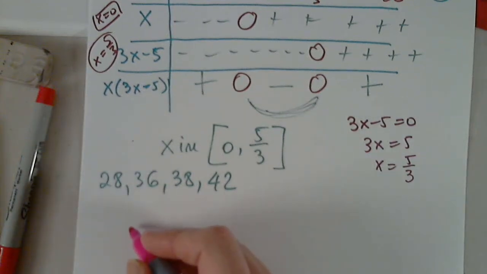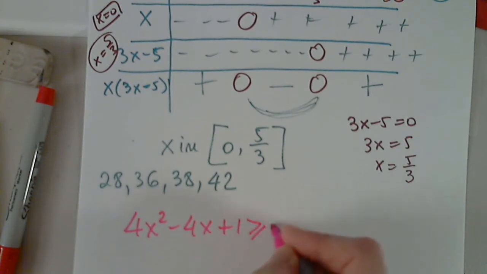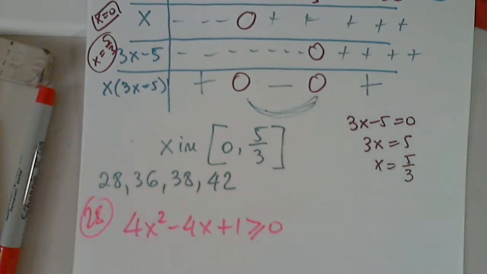28, 4x squared minus 4x plus 1 greater than or equal to 0. This is 28. They're all on page 441.